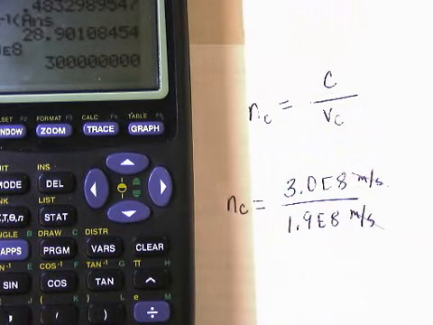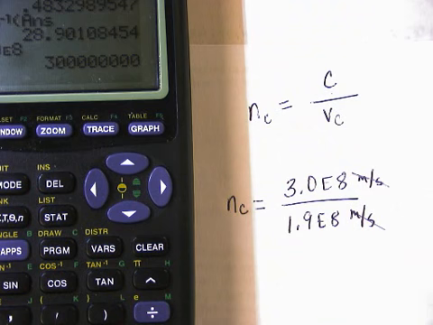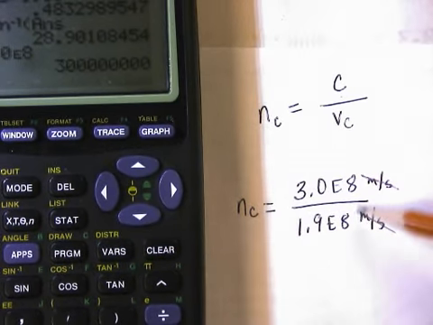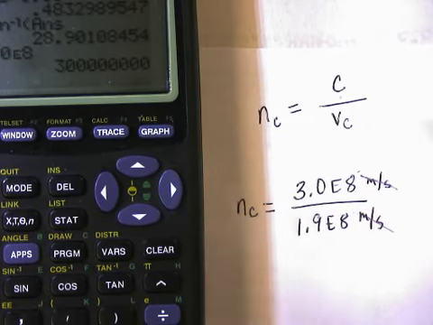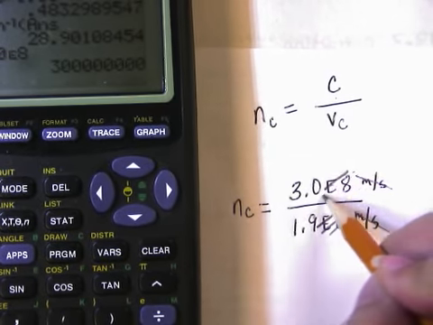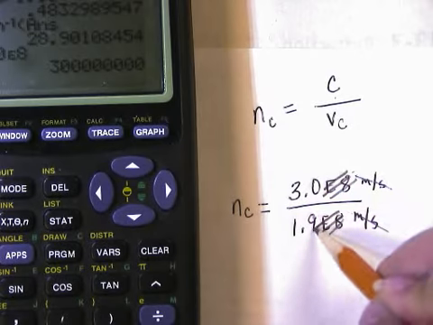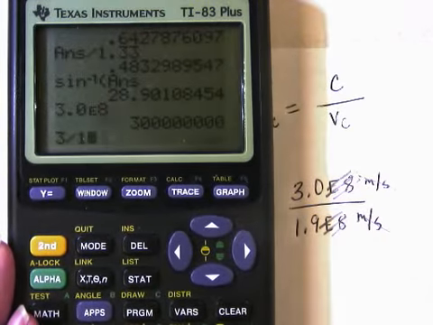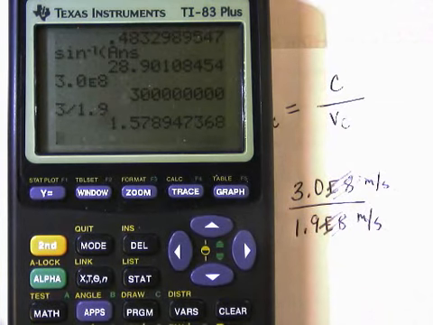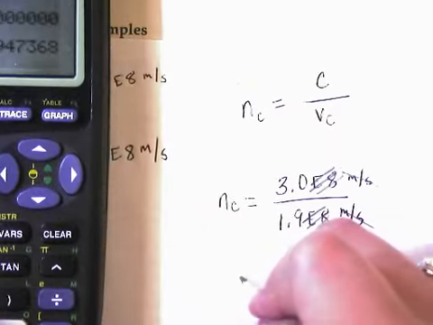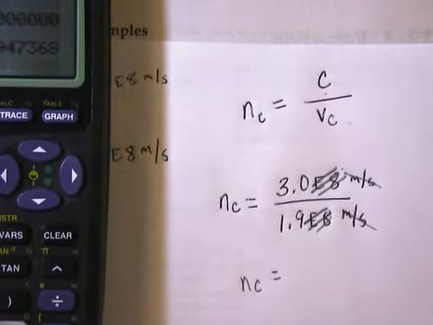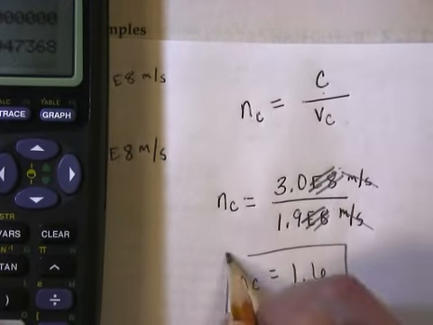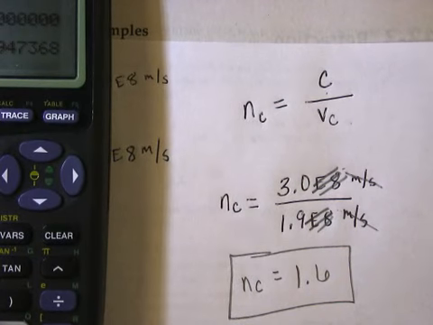If you don't have a scientific calculator, and all you have is just a basic function calculator, what you would do is subtract the exponents here. 8 minus 8 is 0. So this is essentially the same as 3.0 divided by 1.9, which is 1.57. So the index of refraction for this crystal would round to 1.6, and there are no units for index of refraction. And that's it.